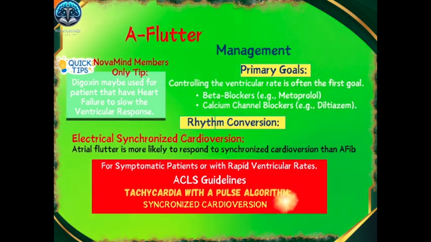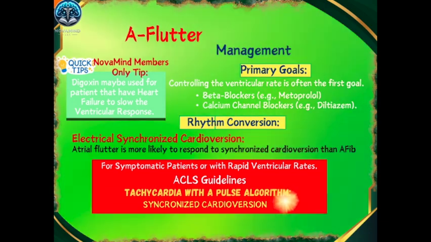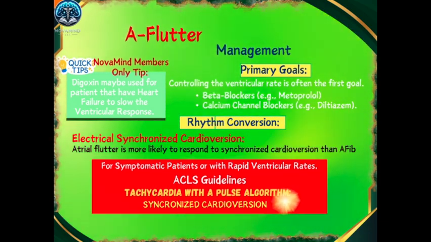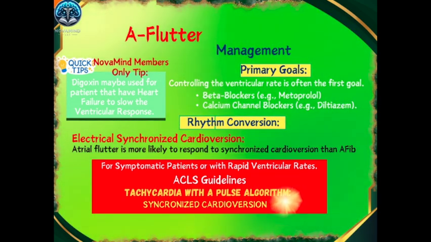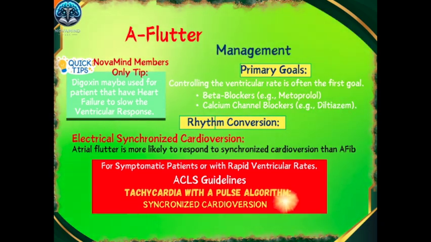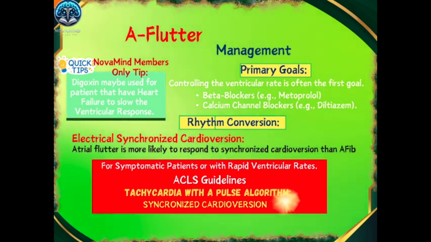Pharmacological conversion. Medications, such as amiodarone, can be used for rhythm conversion, though they are less commonly used in atrial flutter compared to AFib. Catheter ablation. In patients with recurrent or persistent atrial flutter, radiofrequency catheter ablation of the reentry circuit is highly effective and considered the first-line therapy for long-term management.